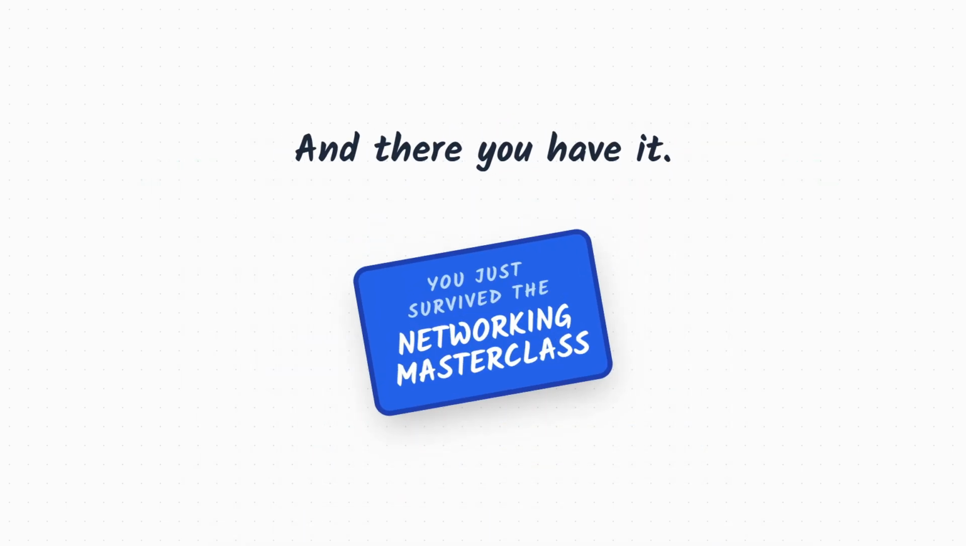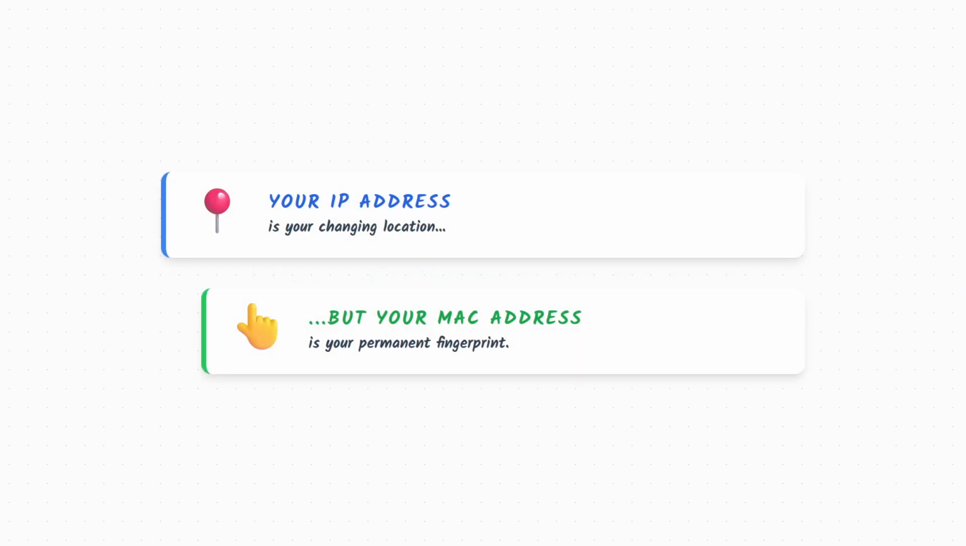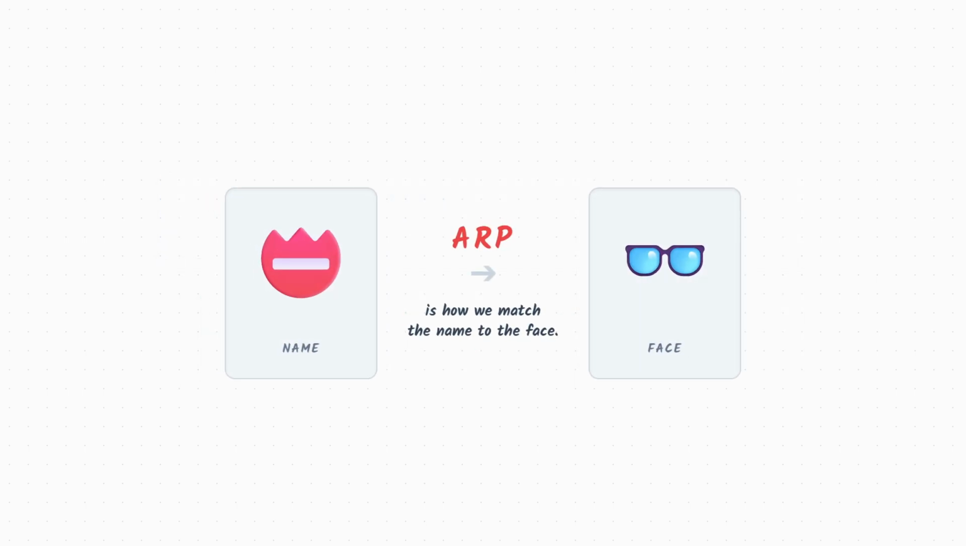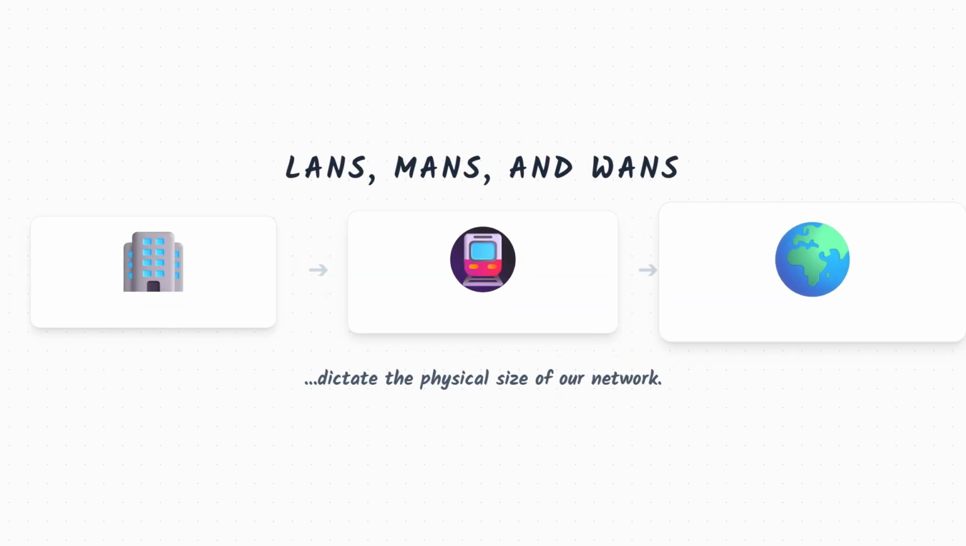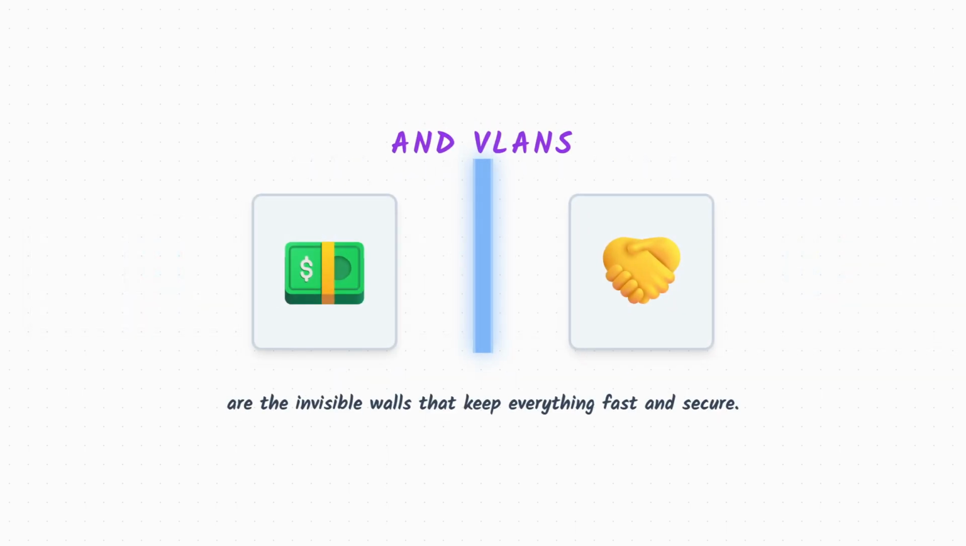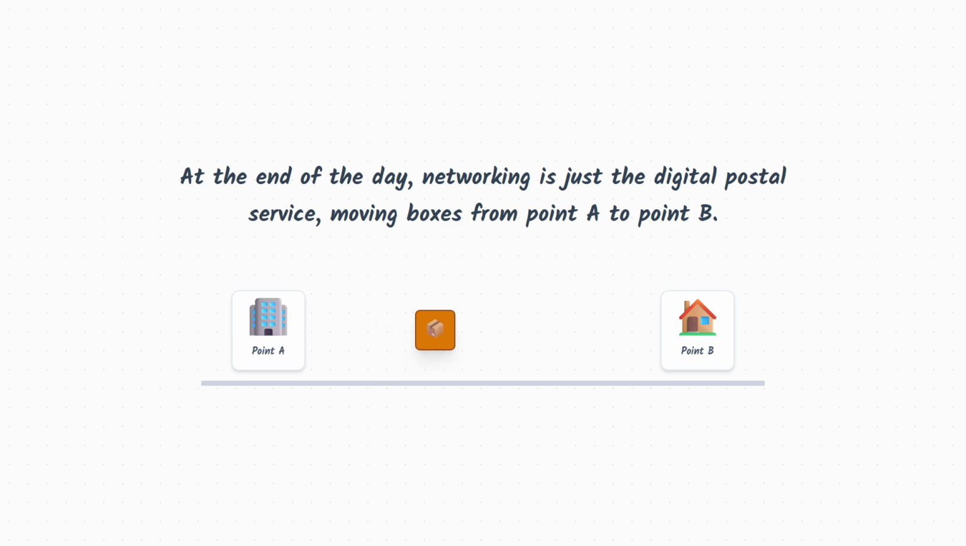And there you have it. You just survived the networking masterclass. Let's review. The OSI model is the 7-story factory that packages your data. Your IP address is your changing location, but your MAC address is your permanent fingerprint. ARP is how we match the name to the face. Subnetting creates the zip codes. LANs, MANs, and WANs dictate the physical size of our network. And VLANs are the invisible walls that keep everything fast and secure. Stop letting acronyms intimidate you. At the end of the day, networking is just the digital postal service, moving boxes from point A to point B.